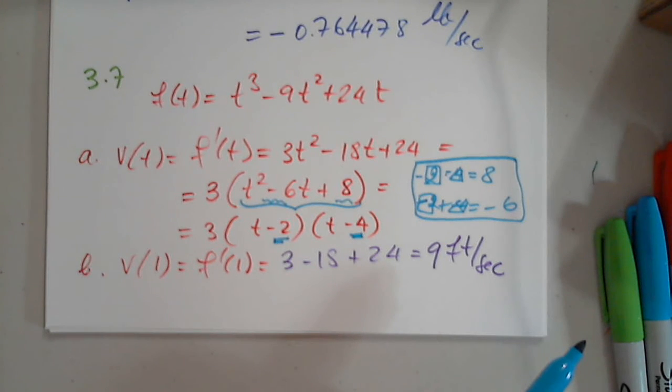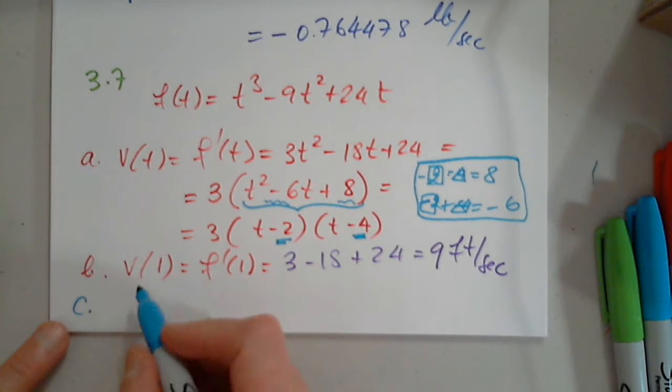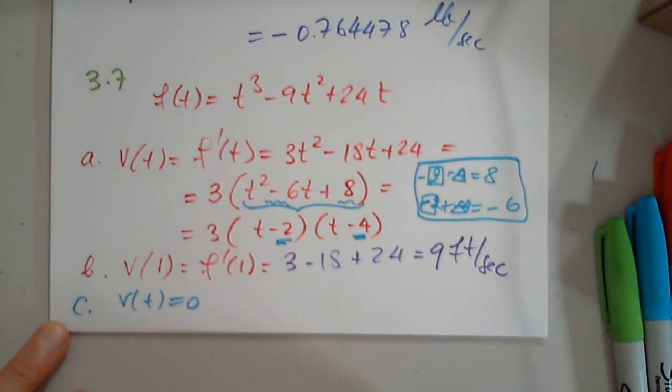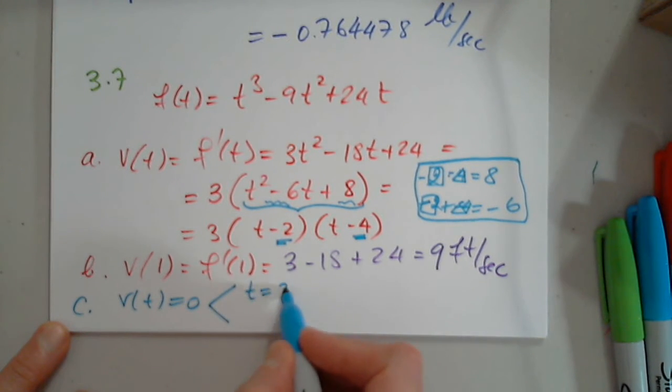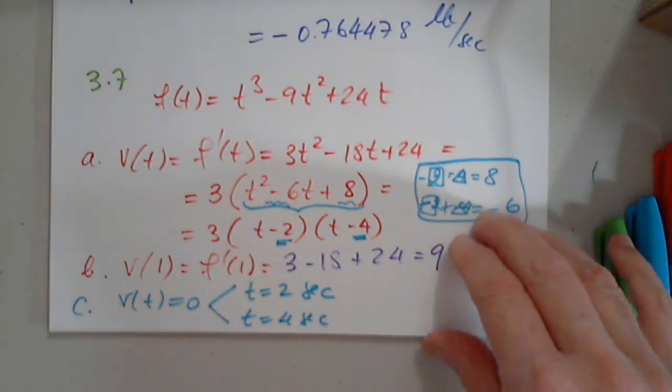Other questions so far? Is part B okay? Anyone? Is part B okay? Yes. Perfect. So now part C, when is the particle at rest? If you remember part C, where the particle is at rest, my car is sitting in the parking lot, which means the velocity is 0. That's the rest. So that's why we determine from here t equals 2 seconds and t equals 4 seconds. That's why I did this. Any questions so far?